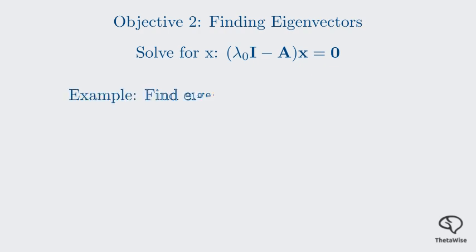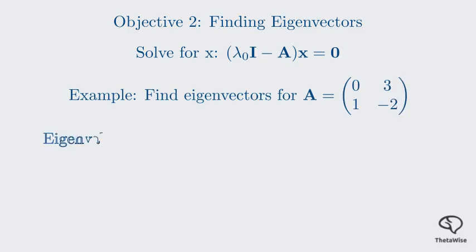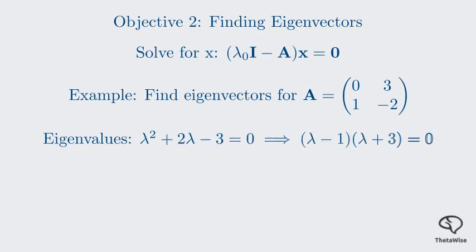Let's revisit the matrix A from our first example. First, we need to find the eigenvalues. Setting the determinant of lambda I minus A to 0, we get the equation lambda squared plus 2 lambda minus 3 equals 0. Factoring this gives us lambda minus 1 times lambda plus 3 equals 0. The eigenvalues are lambda 1 equals 1 and lambda 2 equals negative 3. Now let's find the eigenvector corresponding to the first eigenvalue, lambda 1 equals 1.